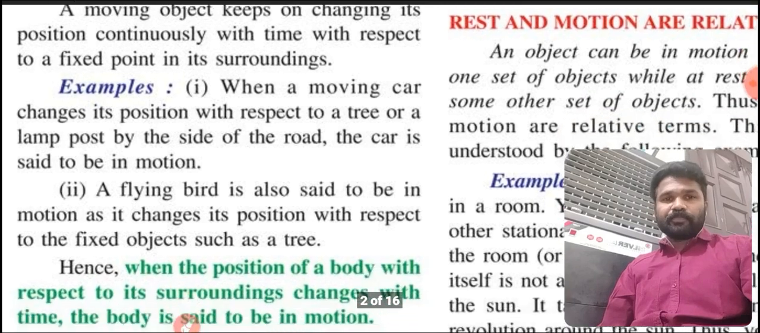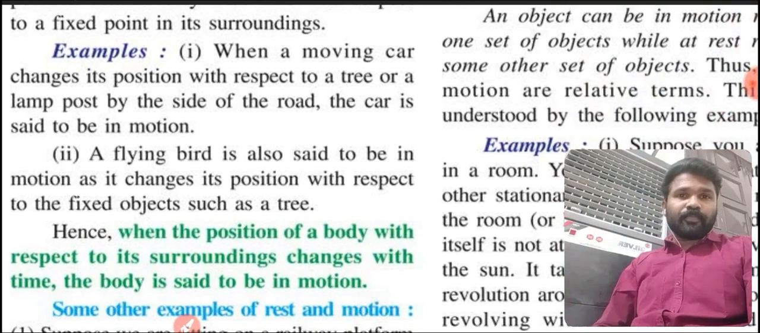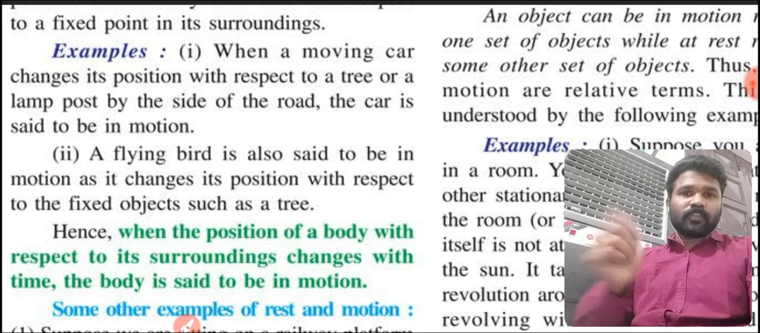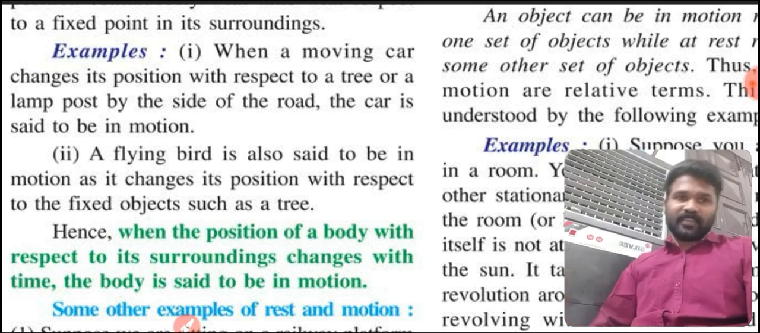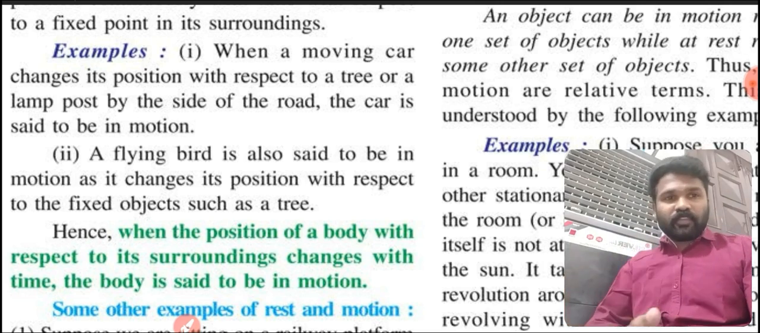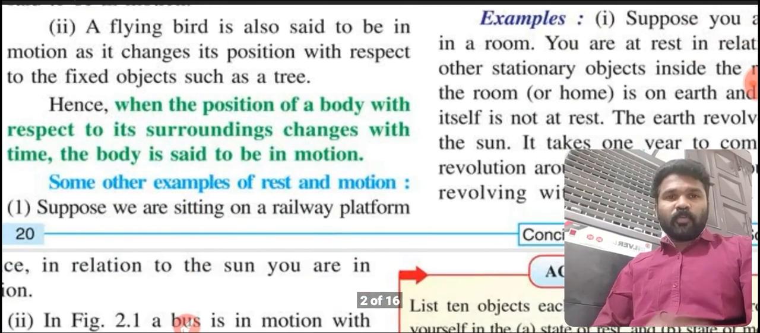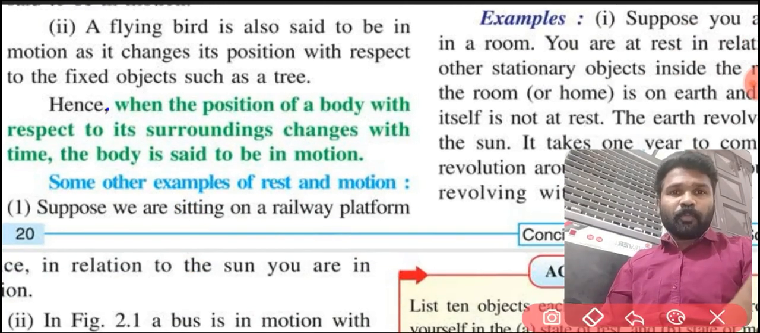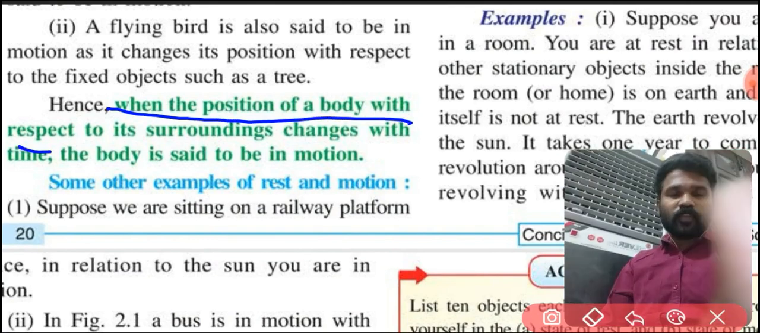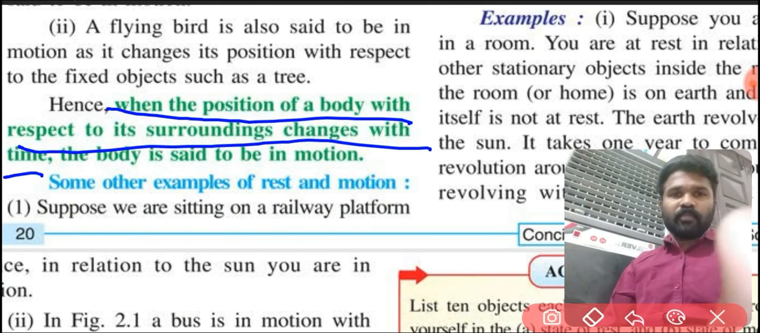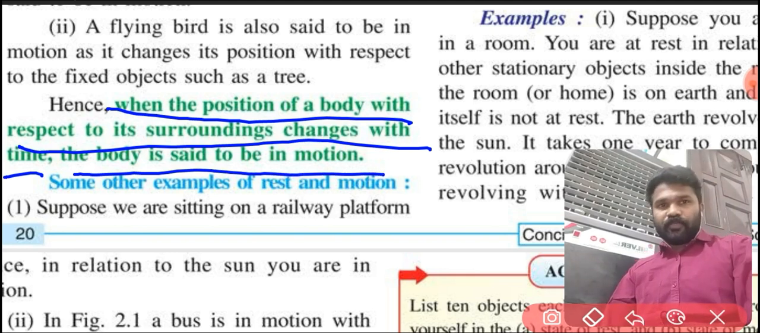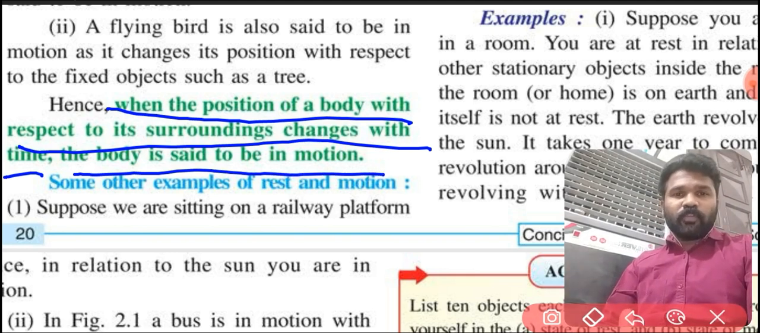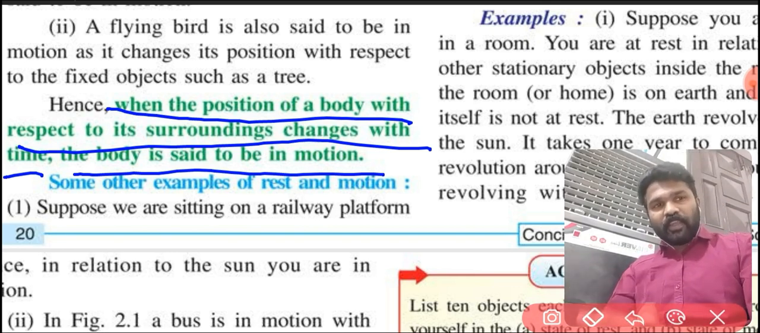A flying bird is also said to be in motion, as it changes its position with respect to fixed objects such as a tree. Hence, we can make a definition here for motion: when the position of a body with respect to its surroundings changes with time, the body is said to be in motion.